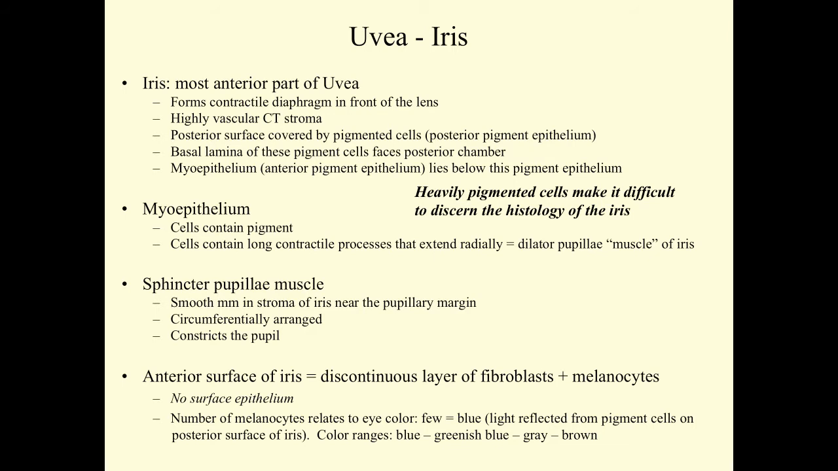The number of melanocytes relates to eye color, and essentially eye color comes from light that's reflected back from the pigment cells on the posterior surface of the iris, and eye color ranges from blue to kind of a greenish blue to gray to brown. The fewer the number of melanocytes in the pigment cells, the more blue the eye would be. The greater the number of melanocytes in the pigment cells on the posterior surface of the eye, the more brown the color of the eye would be.